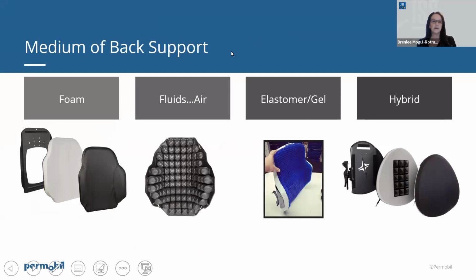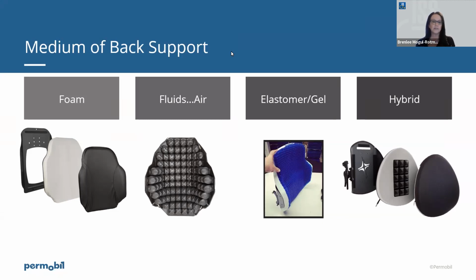And within the back shell itself, we're going to have various options related to the medium or the material of the padding. So we know that quality foam can allow for good immersion and envelopment of a person's shape, and can provide comfort and some pressure management. We want to be cautious with foam of potential shear and friction, as well as the holding of heat. Fluids allow for immersion and envelopment for pressure redistribution, which we know. Fluids can be air or viscous fluids, can be flowing or non-flowing fluids, and they can assist with shear and friction reduction. And depending on the type of fluid that might be used, there might be some setup and maintenance required over time.